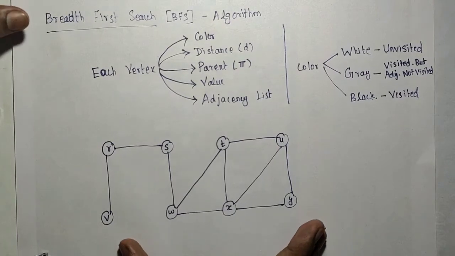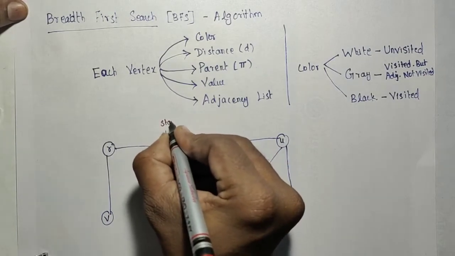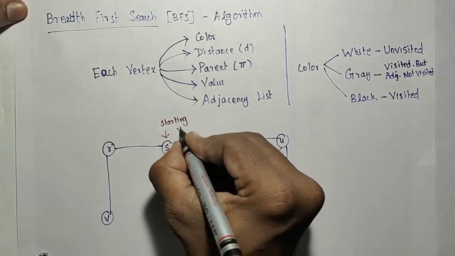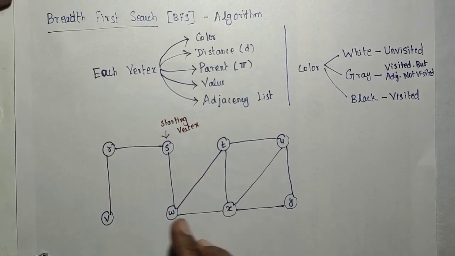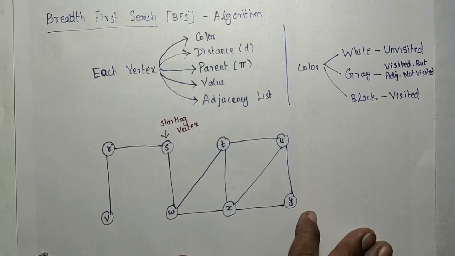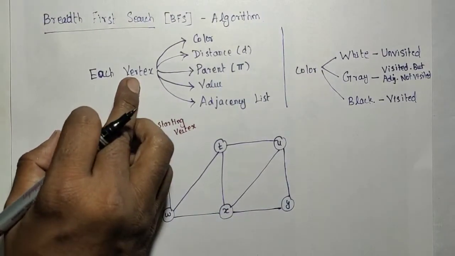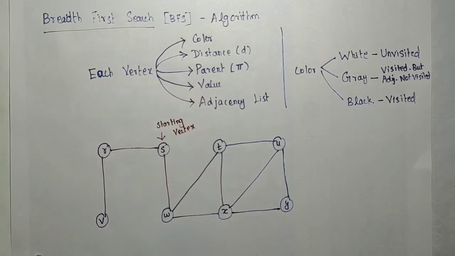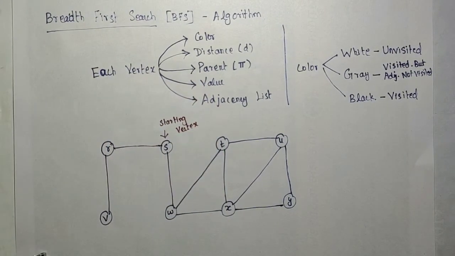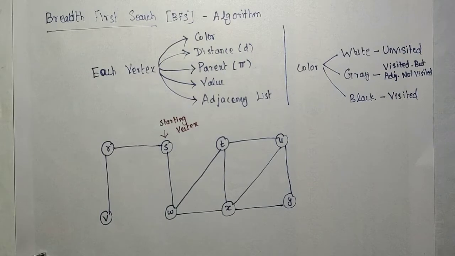So consider this graph for the example. Assume this is the starting vertex. From here we are going to start visiting all the nodes. It is an undirected graph that we have considered. For each vertex, we have defined 5 properties: color, distance, parent, value, and the adjacency list. For better understanding, the values are R, S, T, U, V, W, X, Y. Like that, alphabets are given.